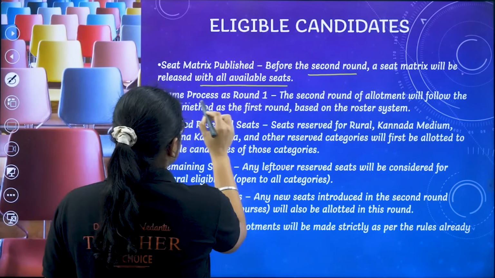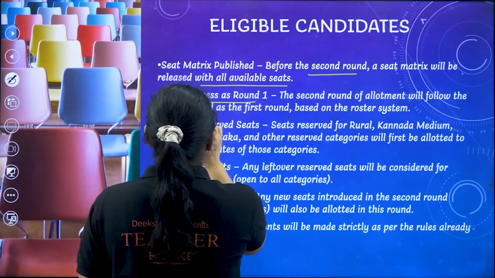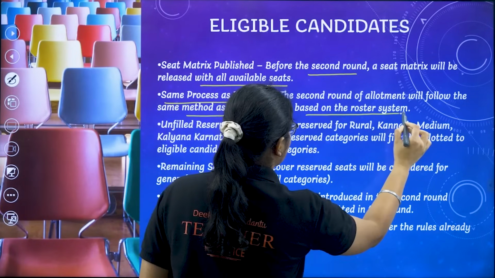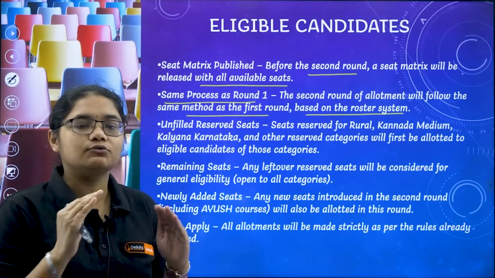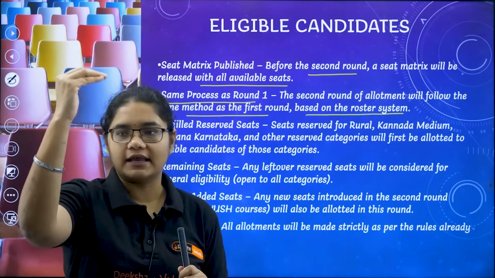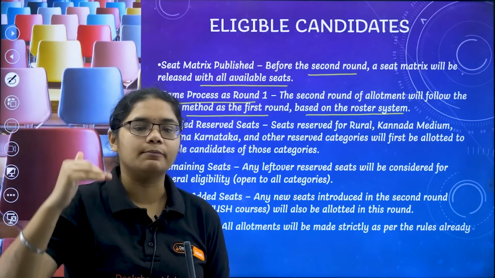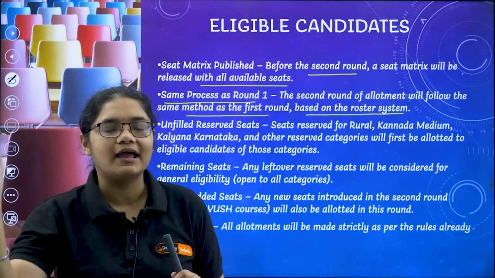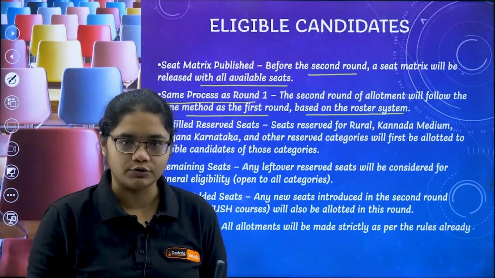Now, the same process as round 1. The second round of allotment will follow the same method as the first round, based on the roster system. So there is no change in the process of allotment of seats. It is the same thing. The KEA will check all your preferences from top to bottom. Wherever your rank and the cutoff match, the seat will be allotted to you.